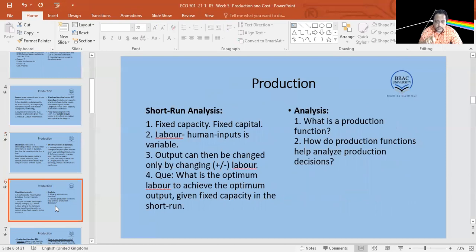The short run analysis, we are just repeating what we said a little while ago, means fixed capacity. Fixed capacity means fixed capital. Labor is the human input. Output can then only be changed by changing the labor. By increasing the amount of labor, we increase output. By decreasing the amount of labor, we decrease output. What we are interested in is the optimum or maximum labor that will achieve an optimum output given the fixed capacity in the short run.